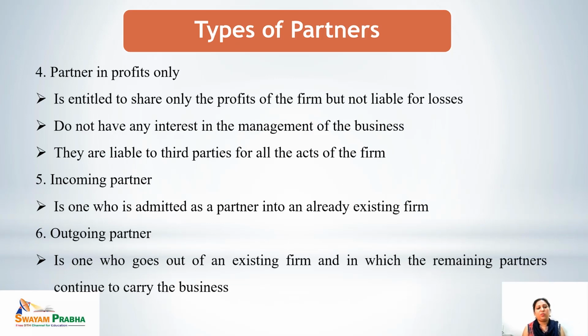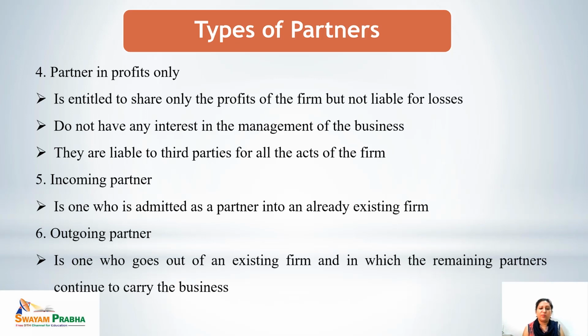Next is the partner in profits only. These types of partners are introduced in the business to share the profits only. They are not liable for the losses of the company. If the partnership firm bears any kind of loss, all the other partners, except the partners in profit only, would share the losses. They do not have any interest in the management of the business, but they are liable to third parties for the acts done by the partnership firm.